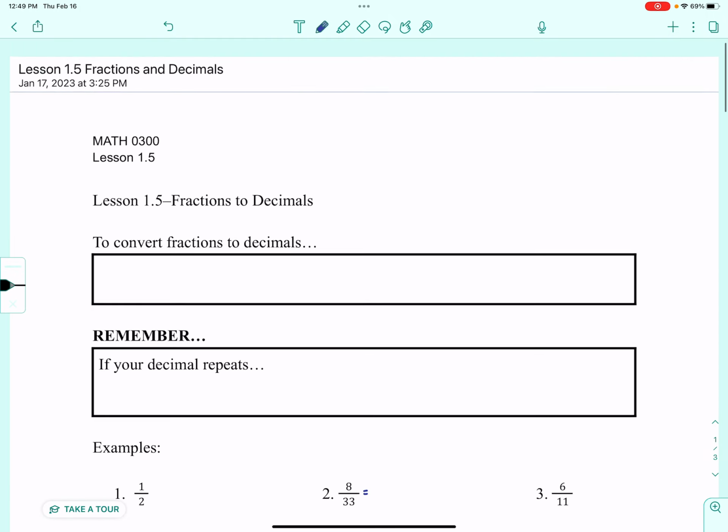To convert fractions to decimals, all we're going to do is use the Desmos Scientific Calculator. That's the only one you're allowed to use for this course, but we're going to use it. And when we type it in, we're going to do numerator divided by denominator.